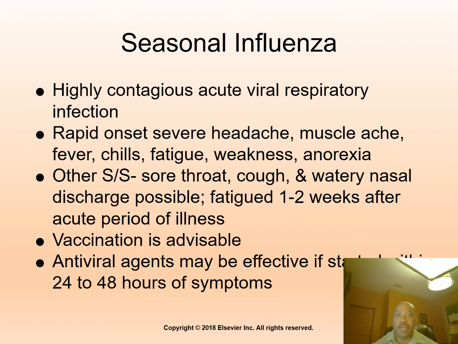So one of the first respiratory ailments that we will discuss is seasonal influenza. This condition is highly contagious. It is a highly contagious acute viral respiratory infection, with rapid onset of severe headache, muscle ache, fever, chills, fatigue, weakness, anorexia. Other signs and symptoms are sore throat, cough, watery nasal discharge is possible, fatigue. These patients are fatigued 1 to 2 weeks after the acute period of illness. Vaccinations are advisable.